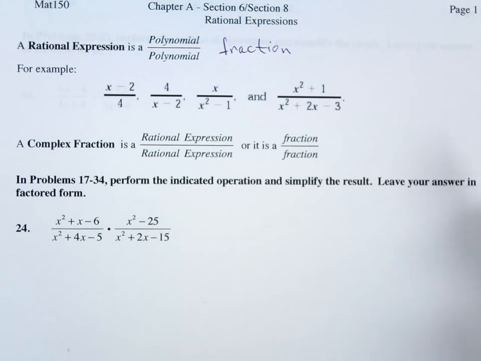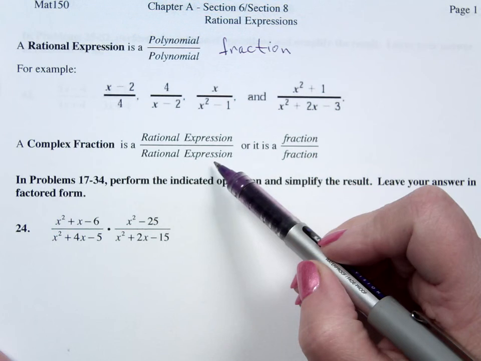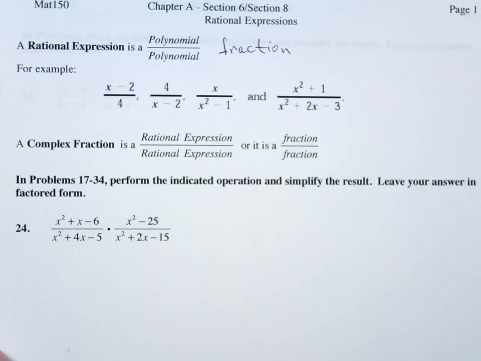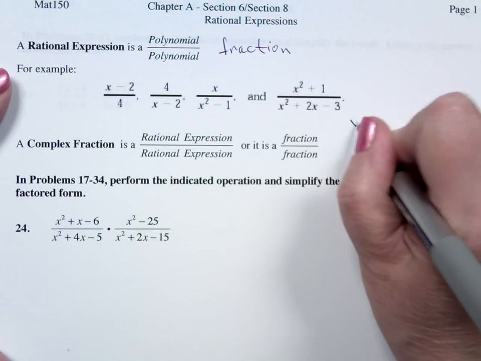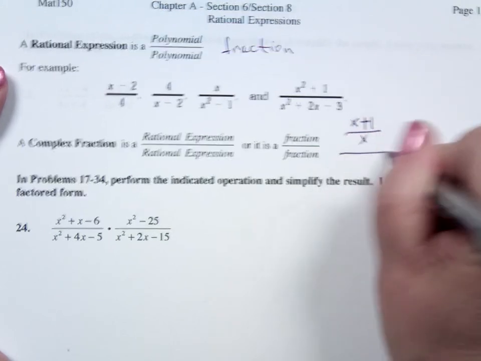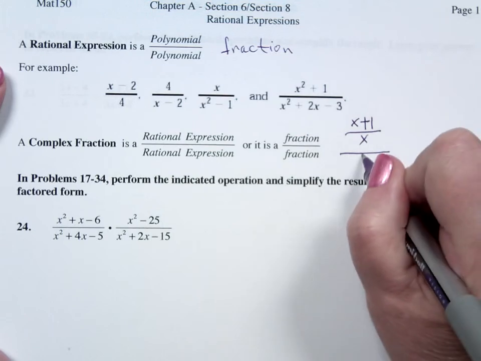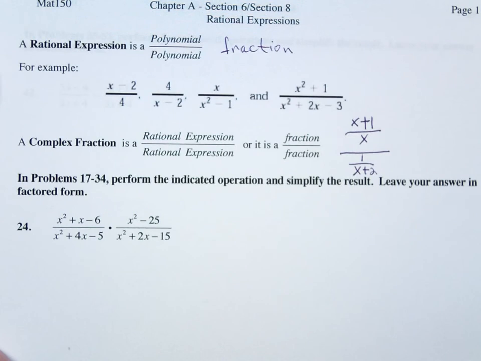A complex fraction would be a rational expression over a rational expression, or a fraction over a fraction. An example of that might be something like this: x plus 1 over x divided by 1 over x plus 2. You've got a fraction in the numerator, you have a fraction in the denominator. It's a fraction divided by a fraction.